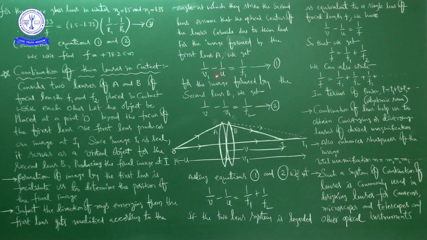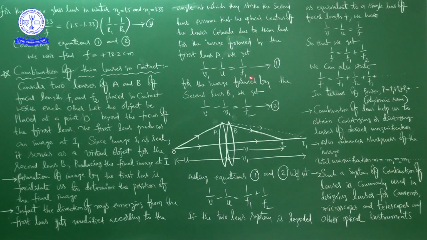Okay, so from that you can write 1 by V1 minus 1 by U is equal to 1 by F1. Here you just observe only the first lens, only the lens A. Next, similarly, this is equation number 1, we assumed as equation number 1.